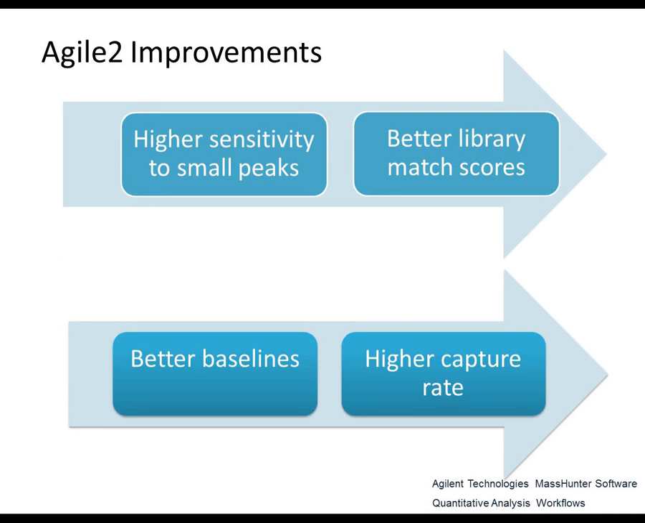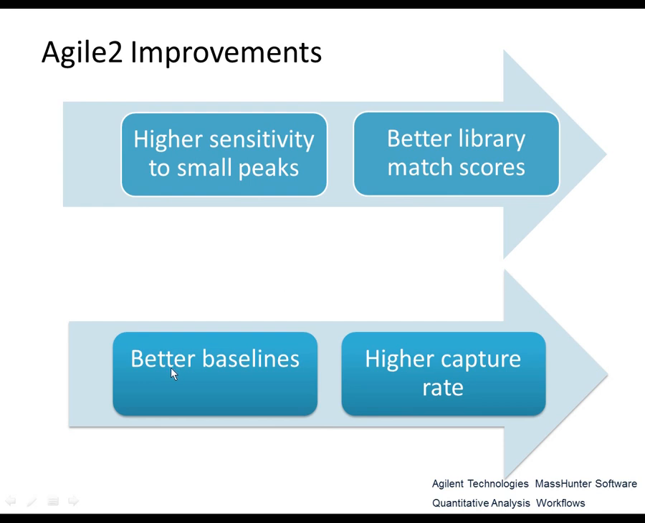A couple of benefits of Agile2 that I'll point out. First, higher sensitivity to small peaks, and we can see that because we see better library match scores in a statistical sense. The idea is that when it finds those small peaks and returns a library score that's a good match, we've got the right peak.